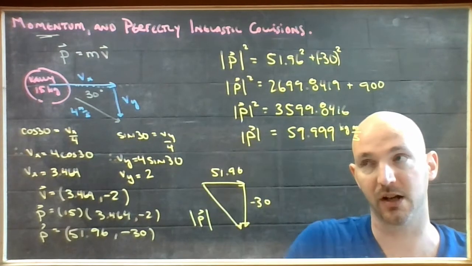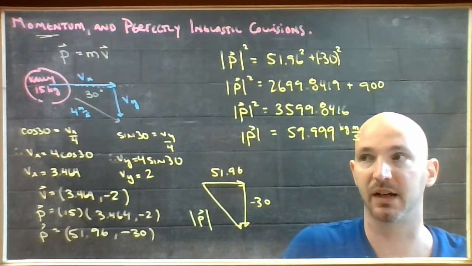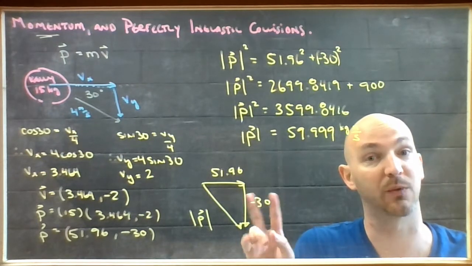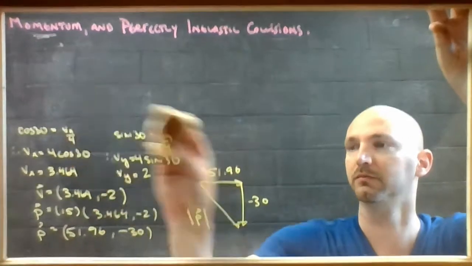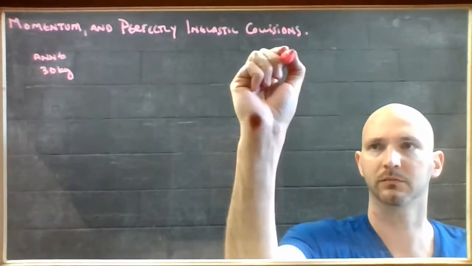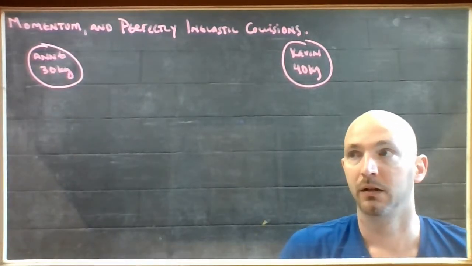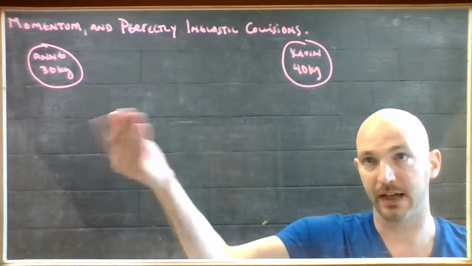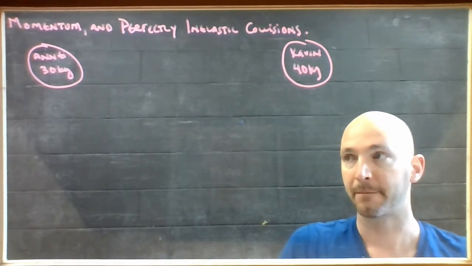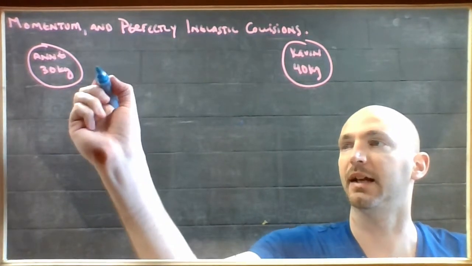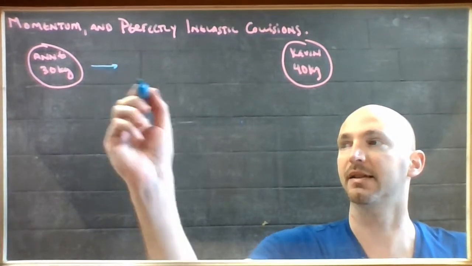We're going to clear this off and try a few more examples of two different masses, and then we're going to let those two masses run into each other and see what happens. All right, so we have two objects here. We have Anne and we have Kevin. Anne is 30 kilograms, Kevin is 40. And we're going to set Anne headed this way at 7 meters per second.